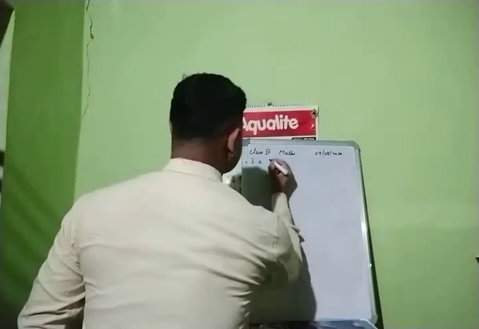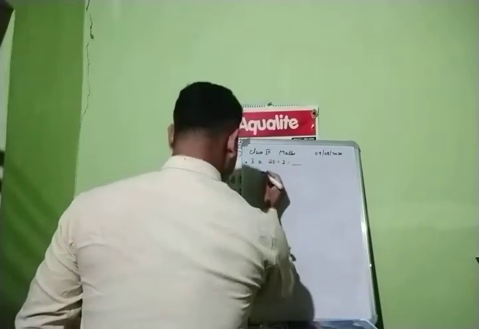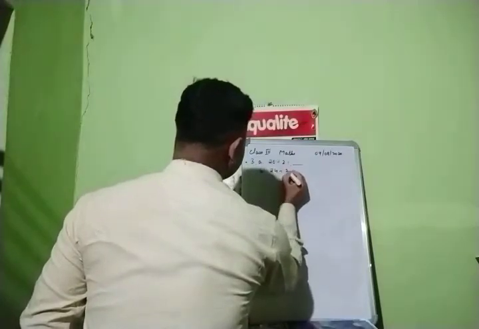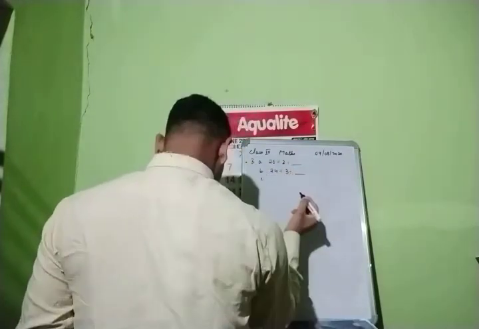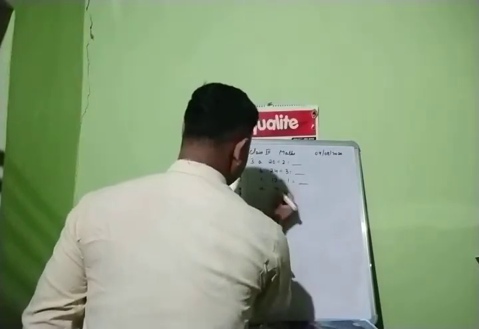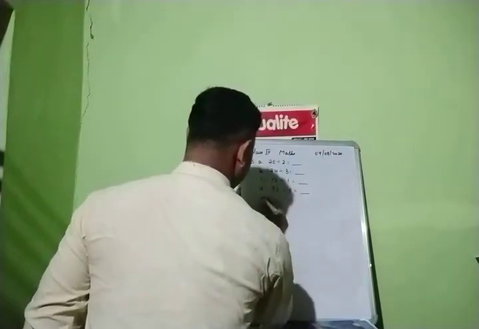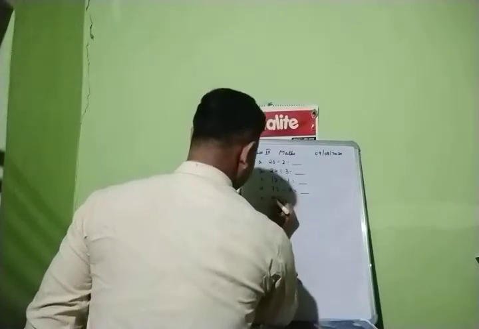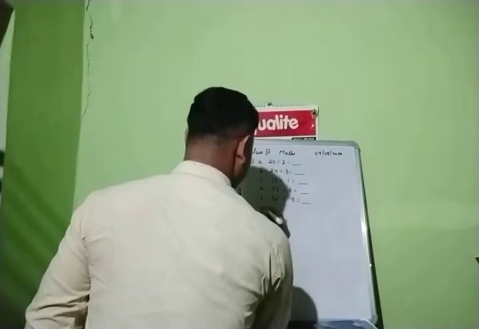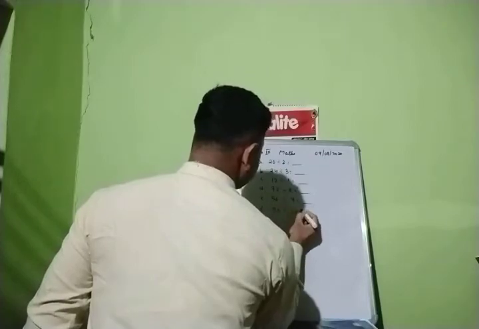The question is like this: 20 divided by 2 equals to dash. Alright. Number B, 24 divided by 3 equals to dash. Number C, 12 divided by 1 equals to dash. Number D, 72 divided by 8 equals to dash. Number E, 56 divided by 7 equals to dash. Number F, 90 divided by 10 equals to dash.